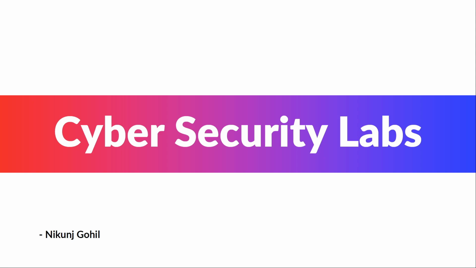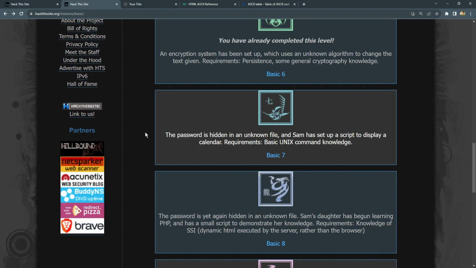Today we are diving into the Hack This Site 7th challenge. We are on a mission to uncover a hidden password. So now let's talk about the challenge itself. You can see here the password is hidden in an unknown file and Sam has set up a script to display the calendar. What are the requirements talking about?